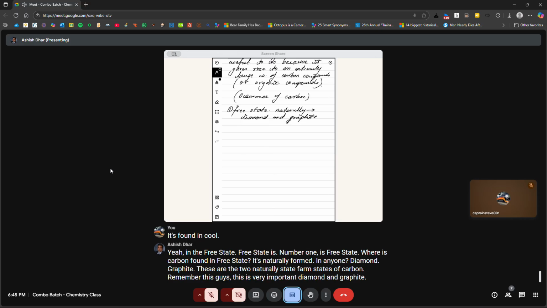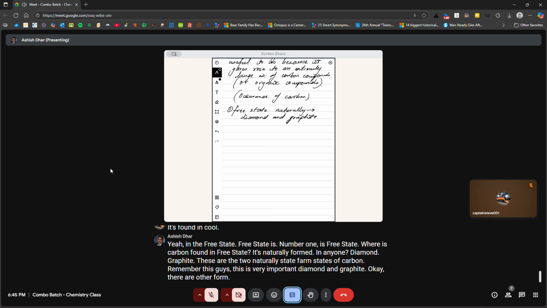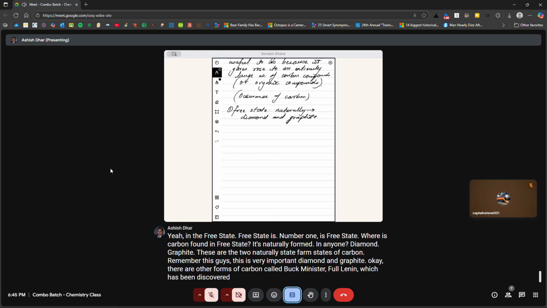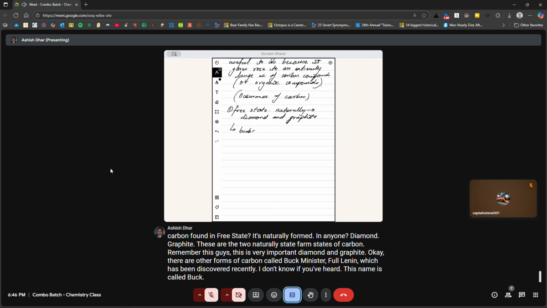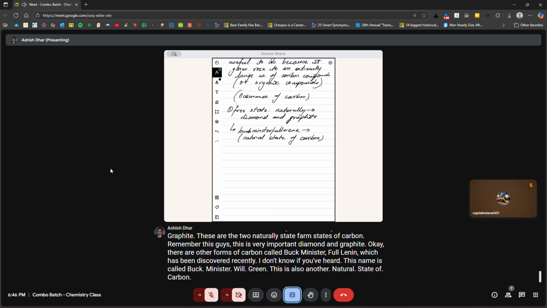Diamond and graphite. Okay. There are other forms of carbon called Buckminster fullerene, which has been discovered recently. I don't know if you have heard this name. It's called Buckminster fullerene. This is also another natural state of carbon.